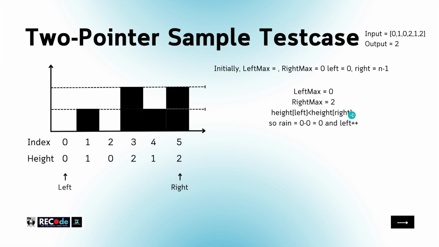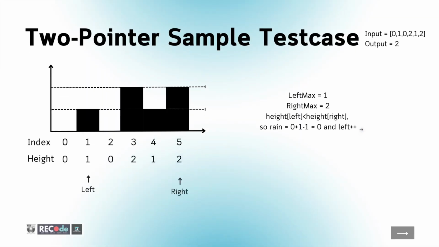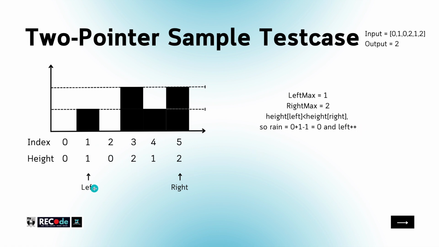Height of left is less than height of right, 0 is less than 2. So rain is 0 minus 0, which is 0, and left is incremented. Now left is at index 1 and right remains at the same position. Left max now becomes 1 but height of left is still less than height of right. So again you do 0 plus left max minus height of left. So it's 0 again, and you increment left.